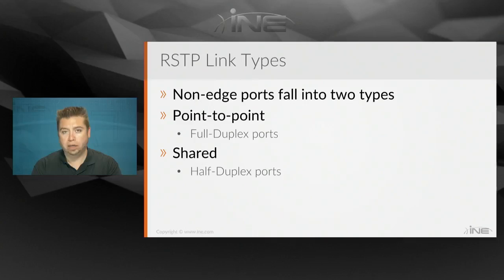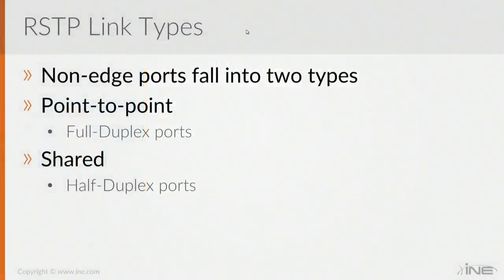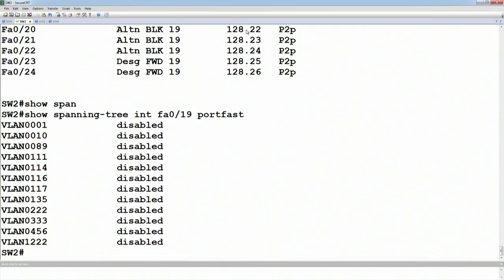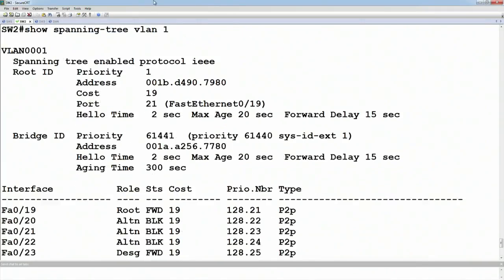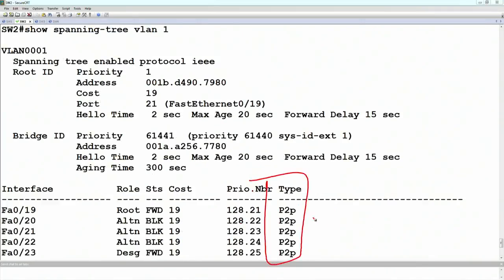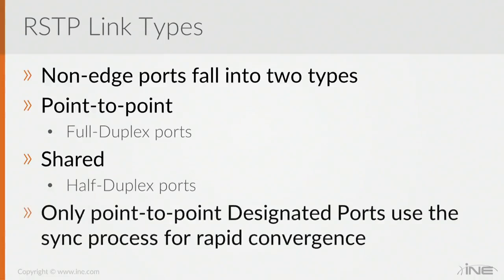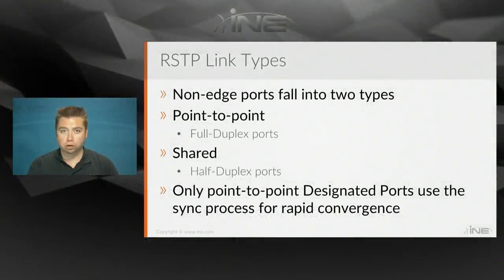But from the CLI, you can see that this normally is the case when you look at show spanning-tree. Here we have show spanning-tree vlan 1, and it says the link type is point-to-point. Unless it says SHR, then it's not a problem. Okay, so normally point-to-point is the default. Only point-to-point designated ports use the sync process for rapid convergence. So again, this means that if there's a failure and you need to reconverge, on shared interfaces you go back to legacy listening and learning delay rules.